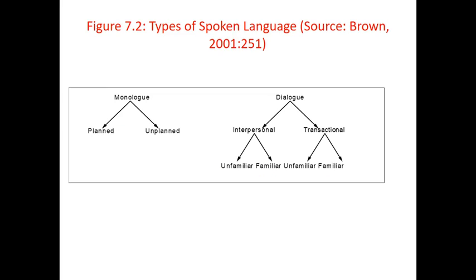So, types of spoken language: monologue, planned, unplanned, dialogue, interpersonal, transactional. That one also familiar, unfamiliar, even transactional ones, familiar, unfamiliar. So this is from Brown, 2001, types of spoken language.